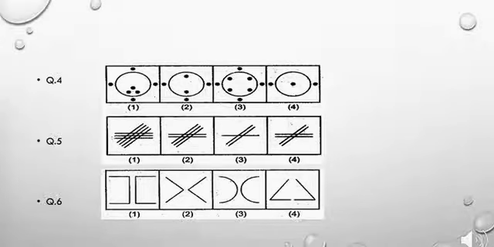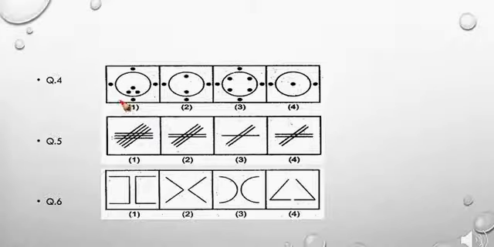Question number 4. In question number 4, there are 4 problem figures given. When we observe these 4 problem figures carefully, we find that each of the problem figures has a circle, and there are dots given inside the circle as well as outside the circle. So on the basis of circle, we don't find any difference, so we need to find the difference on the basis of dots. So let's count the dots outside separately and inside separately.